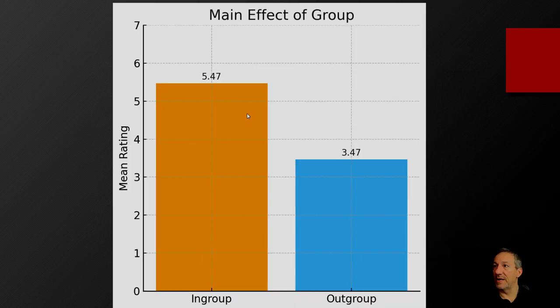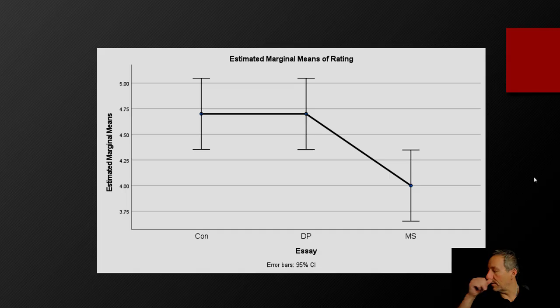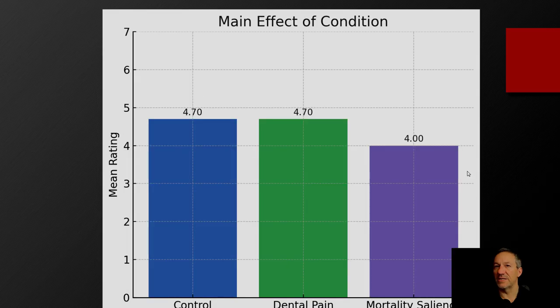You could also look at the main effect for group like this. I should probably have error bars, but there it is, 5.47 to 3.47. On our essay type, I already showed you this. There's maybe a little bit of a gap there. It's not much of a difference though. So maybe it'll be significant, it depends on standard deviations and the N and all that stuff.